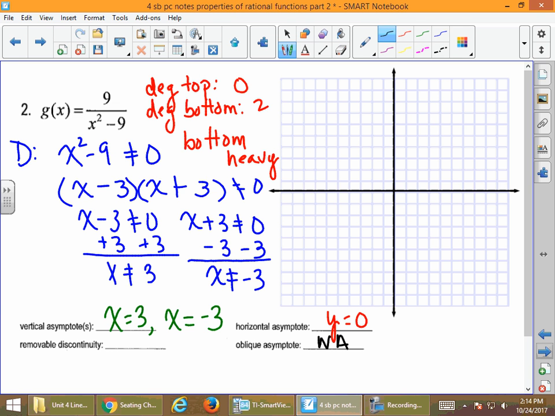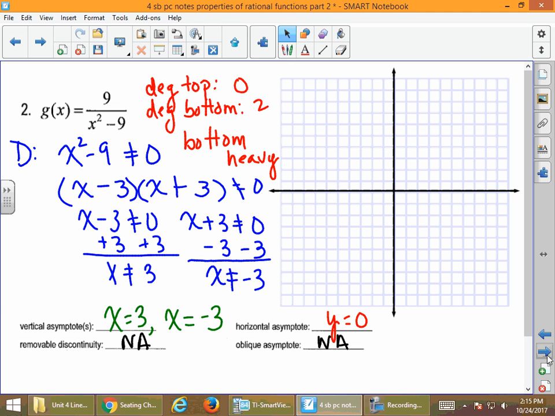And also, we did not cancel anything out anywhere. We can't factor the numerator. We only were able to factor the denominator. So we also do not have any removable discontinuity on this one. So the only thing left for us to do here is to draw our picture.